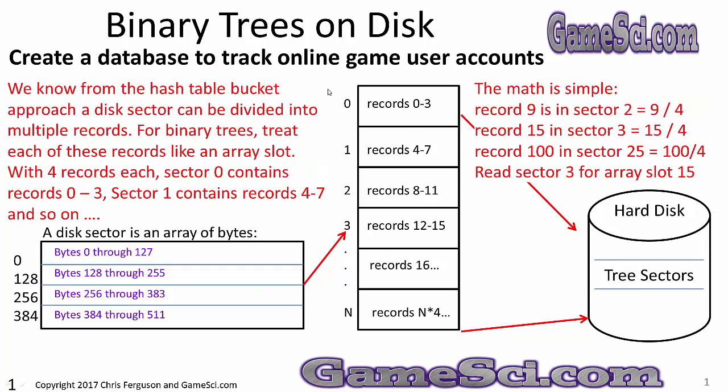We know from the hash table bucket approach, a disk sector can be divided into multiple records. For binary trees, treat each of these records like an array slot. With 4 records each, sector 0 contains records 0 through 3. Sector 1 contains records 4 through 7, and so on. The math is actually simple.